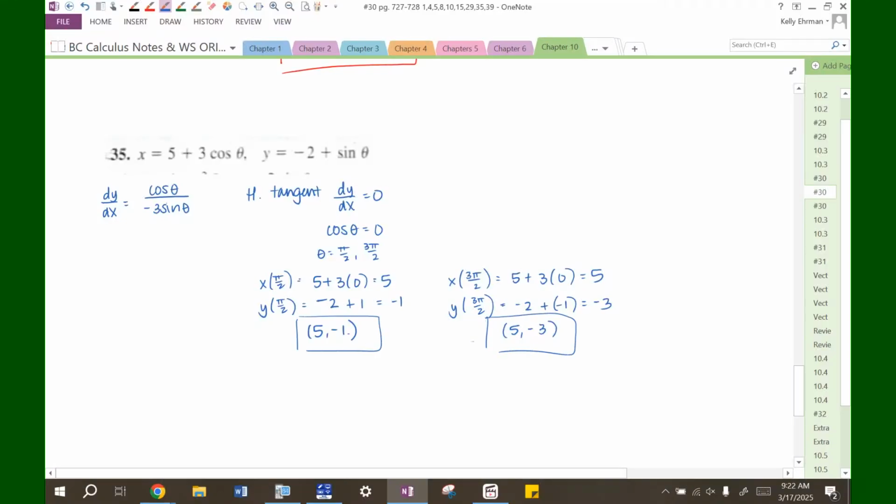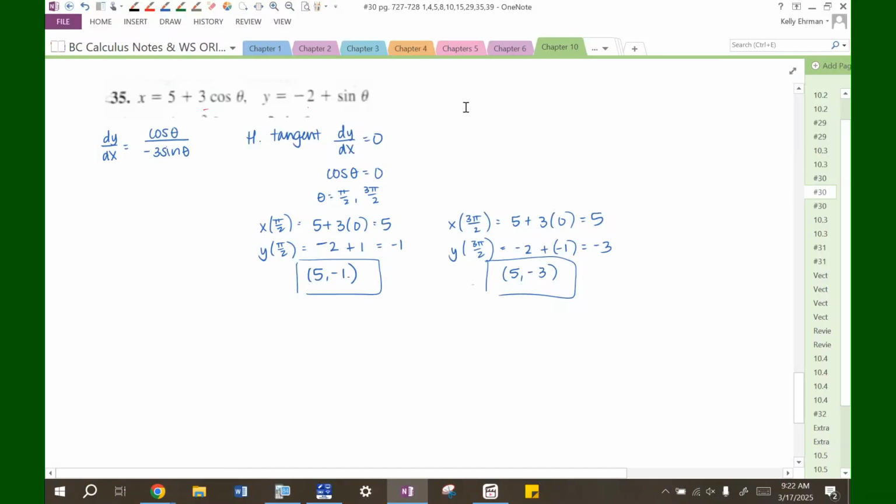If you wanted to use your calculator to confirm these, you would just graph it. You change to parametric mode and type in these two equations. But sometimes the zooming is weird on that, so maybe you could also use Desmos.